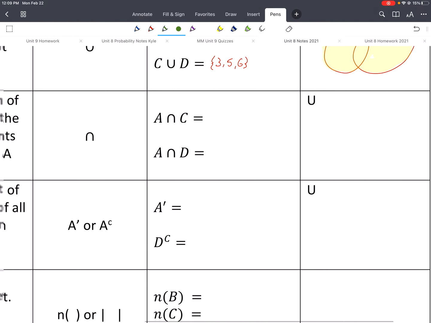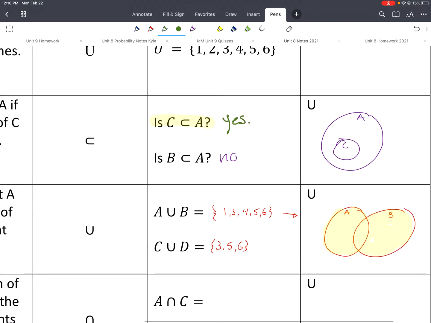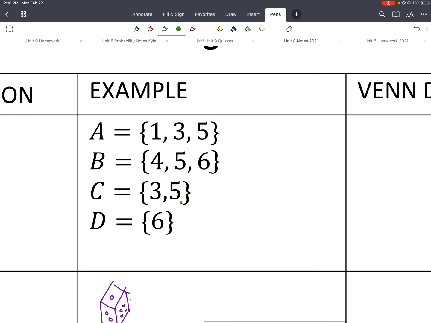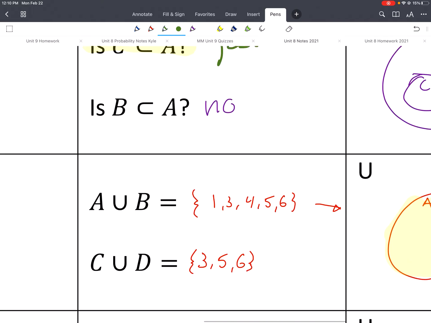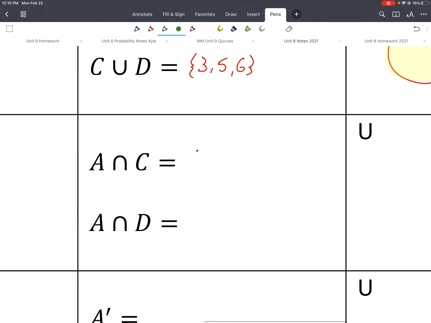If we do the intersection of A and C, we want to know what they have in common. So if we look at A and C, what do they have in common? They both have 3 and 5. That's what they have in common. So we write a set of 3 and 5.